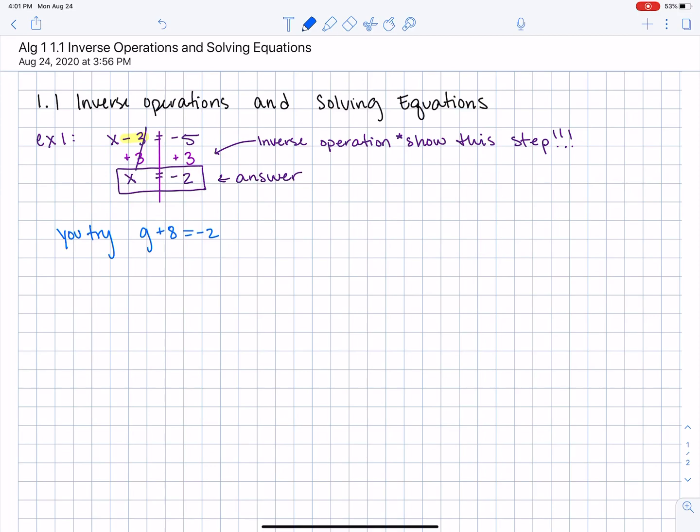All right, welcome back. So hopefully you're checking your work right here. And this is what some inverse operations look like: negative 8. Because this is a plus 8, we're going to minus 8. That's going to make this disappear, right? Because plus 8 minus 8 equals 0. That leaves me with G is equal to negative 10. And that's my final answer. Now, we should be checking our work, but I'm checking it in my head. So negative 10 plus 8 equals negative 2. It works out for you.